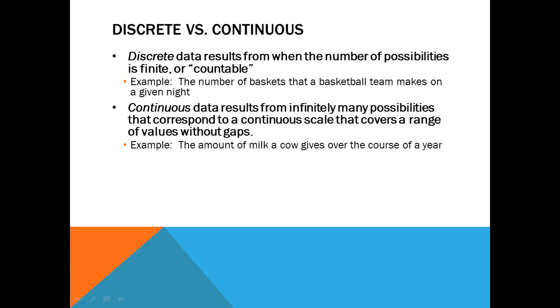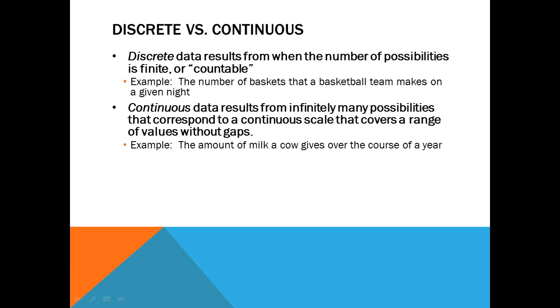Whereas with continuous data, there could be infinite possibilities, and the range is on a continuous scale. The key part about continuous data is that the range covers a whole different mess of values, but there are no gaps in the data. The example there is the amount of milk a cow gives over the course of a year. It could give 48.2 gallons one day and 36.5 gallons another day.